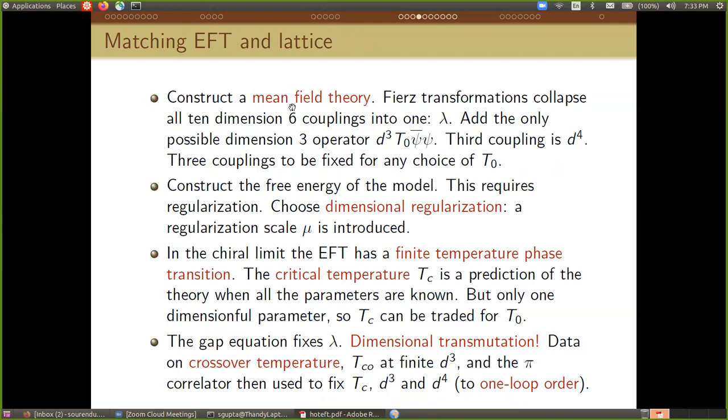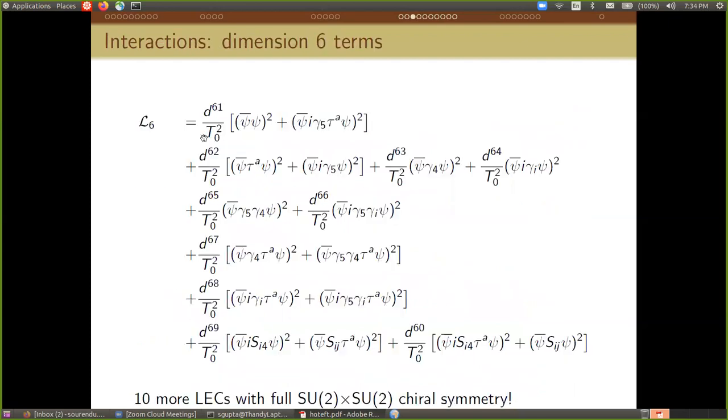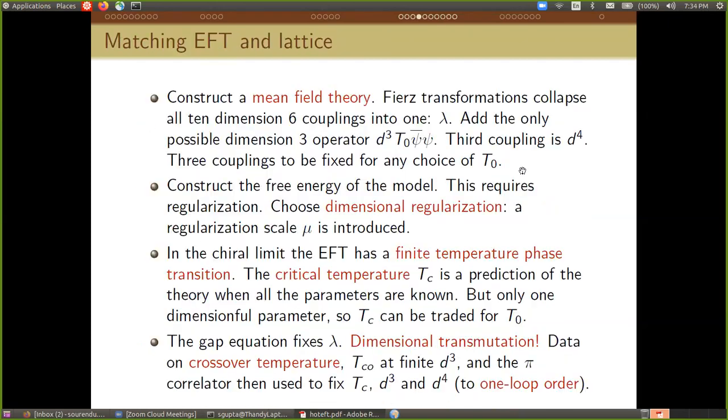So the first thing that we could do is to write down a mean field theory. If I start constructing a mean field theory, then I can make transformations of the fields and they'll collapse all dimension 6 couplings into one coupling. So you'll get an effective coupling which is a linear combination of all 10 couplings D6-1, D6-2, D6-3, D6-4, etc. There's a particular linear combination which comes out in mean field theory, which is this. So that's what the interaction terms become.